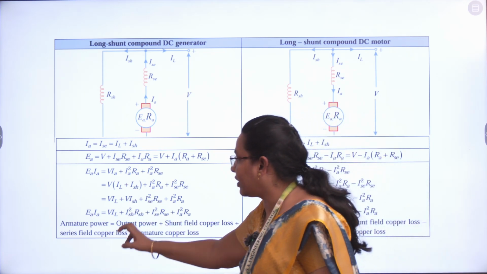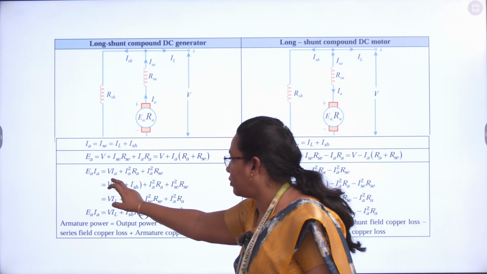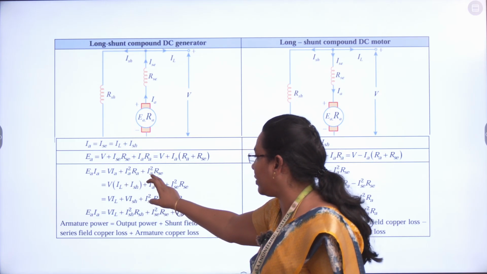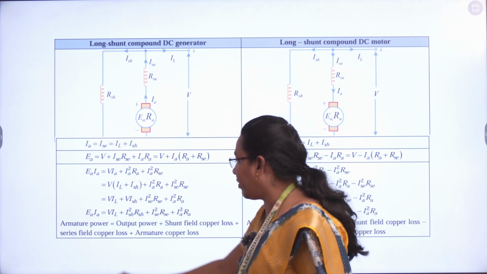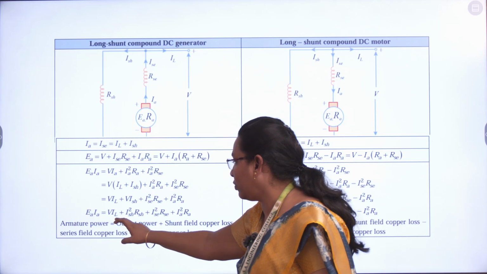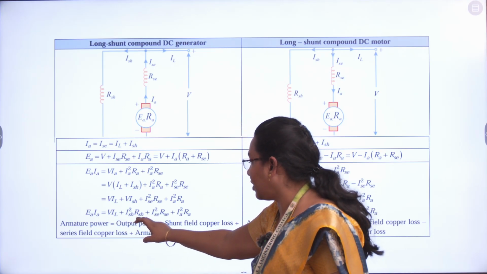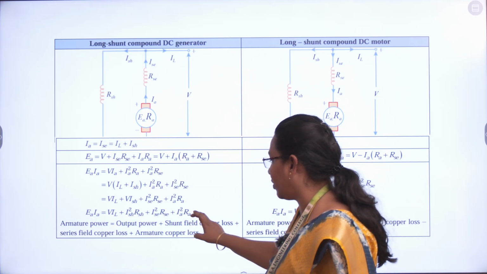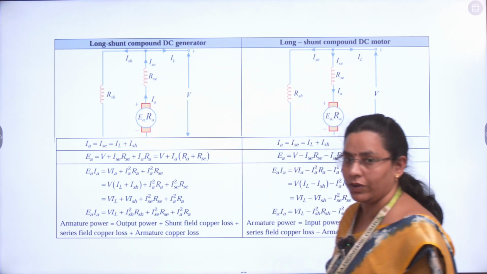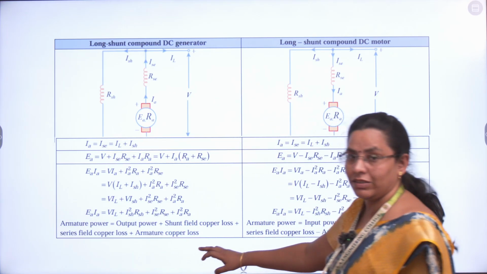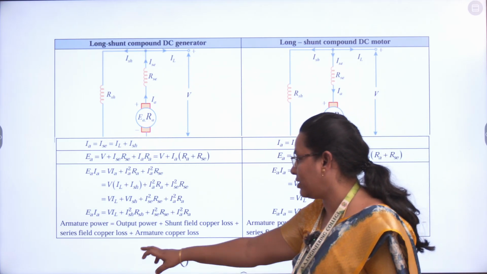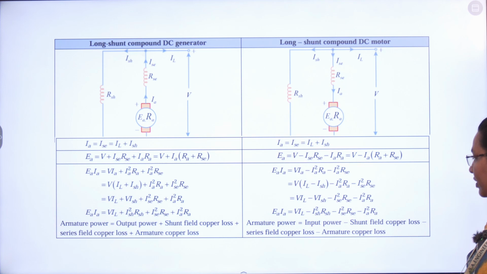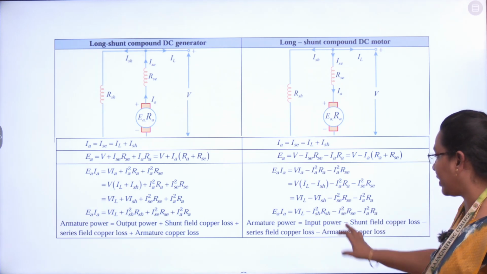Coming to the power equation, V into IA equals V into IL plus IA square RA plus IA square RSC. Finally, we get the total armature power equal to output power plus shunt field copper loss plus series field copper loss plus armature copper loss. In this case we have only the minus sign.